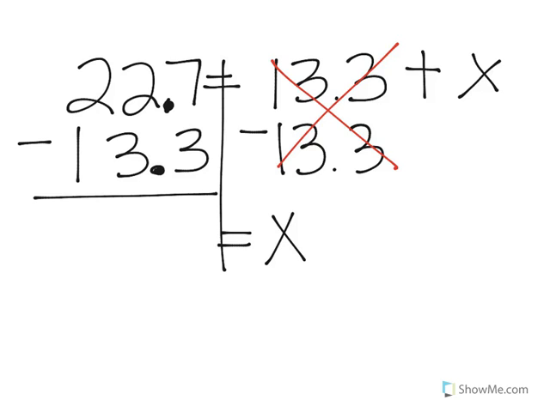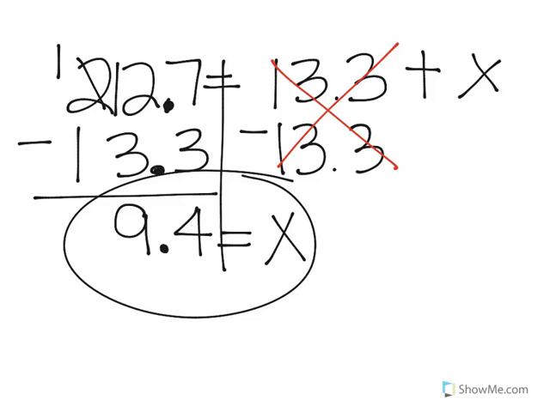7 minus 3 is 4. I cannot take 3 away from 2, so I'm going to borrow, make my 2 a 12. 12 minus 3 is 9. 1 minus 1 is 0. And then I just bring down my decimal point. So x equals 9.4.